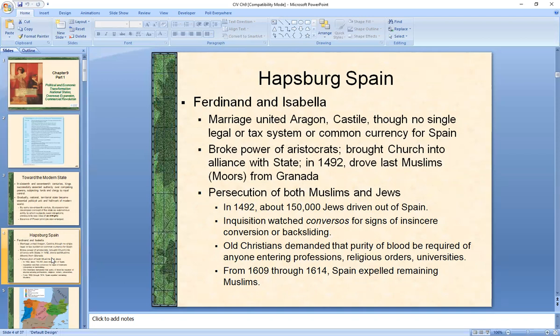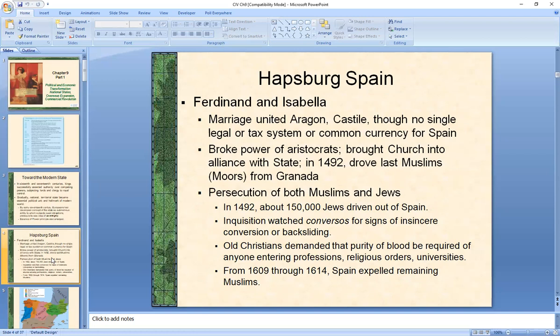They were both Catholic, and it was their goal to drive out heretics, the people who were not Catholic. So if you were a Protestant, you were a heretic to Ferdinand and Isabella. If you were Muslim or Jewish, then you were a heretic to Ferdinand and Isabella. So they used the church in alliance with the state. Church and state are very much together at this point in history for Habsburg Spain.